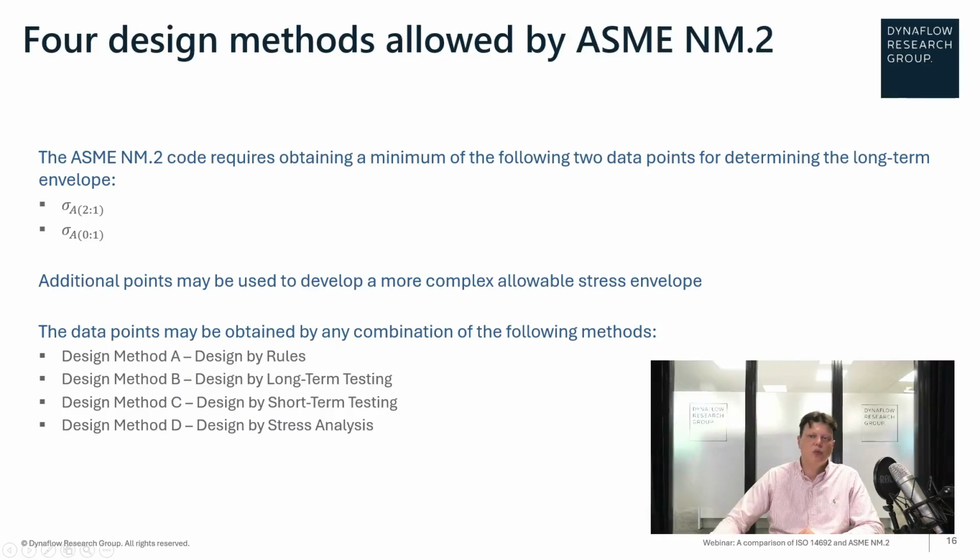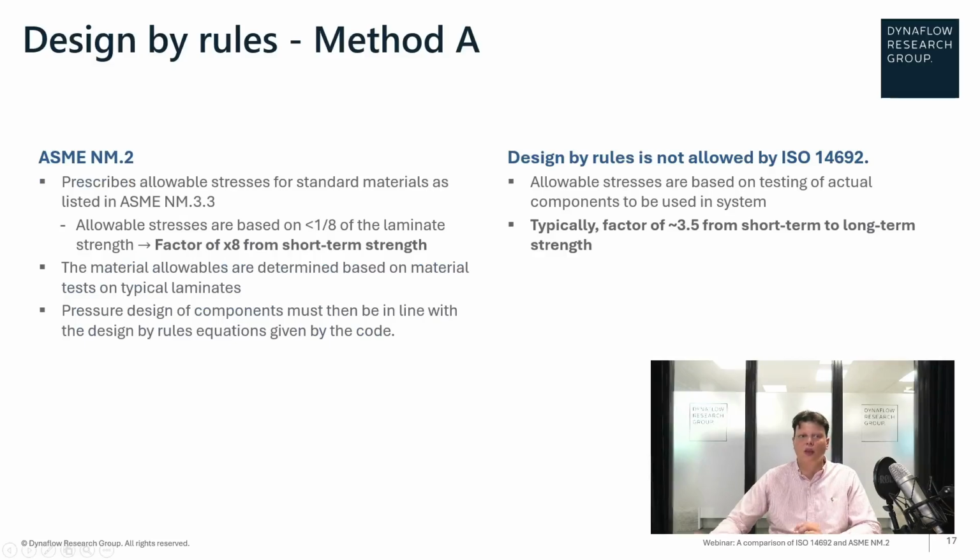So method A, design by rules; B, design by long-term testing; C, design by short-term testing; and D, design by stress analysis. So for example, in this case, I can get the axial 2-to-1 allowable through design by rules, and then maybe the 0-to-1 allowable based on short-term testing, because that was available to me. And of course, the way that you arrive at that and the implications are very different.